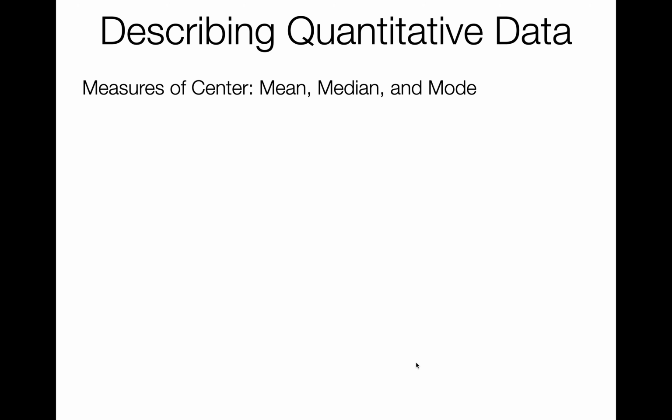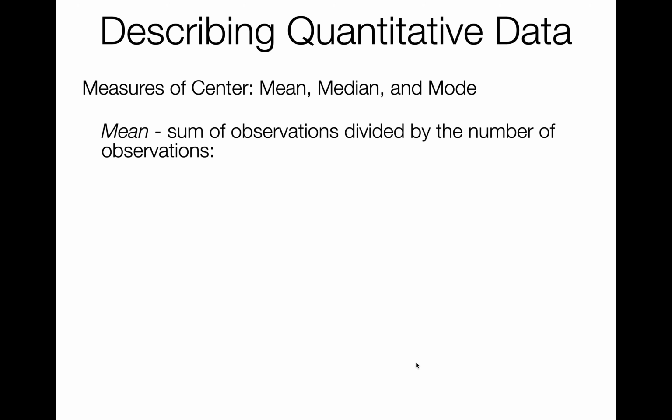You've likely seen these three things before in your academic career, but not unless you've taken a statistics class, probably in middle school or early high school. Or sometime else. So mean, median, and mode. We'll start out with the mean. The mean is by far the most popular measure of center. So the mean, described in words, is the sum of observations divided by the number of observations.